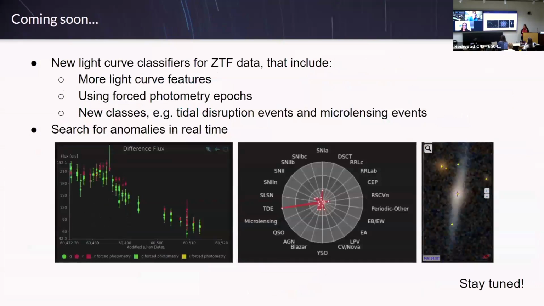And something about how the near future looks for us: we are aiming to include new light curve classifiers based on CTF data that will include even more light curve features, also use the forced photometry points that we recently started to ingest, and also include new classes. This is one of the cases where we hear the community caring about tidal disruption events and microlensing events. We are including them now in this classifier that will be released soon. And also searching for anomalies in real time is something that we are striving to include. So stay tuned for that.